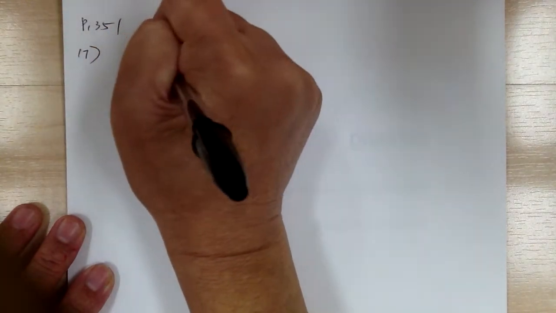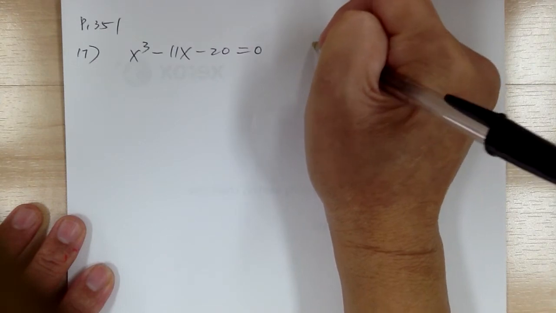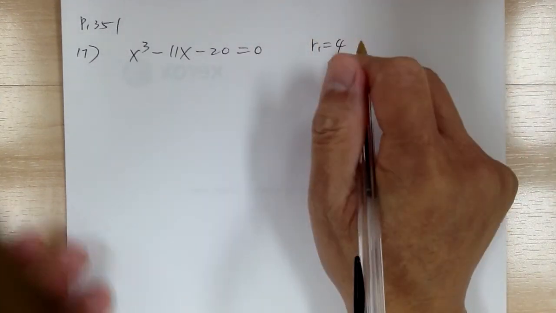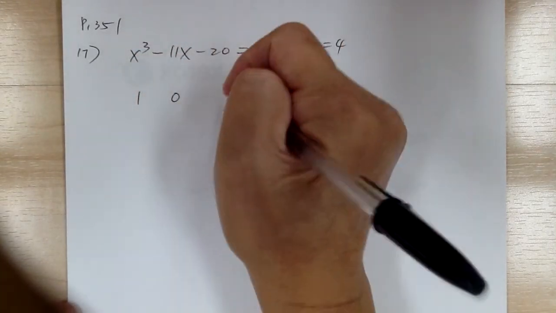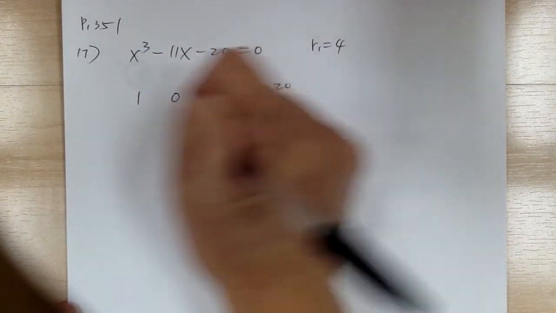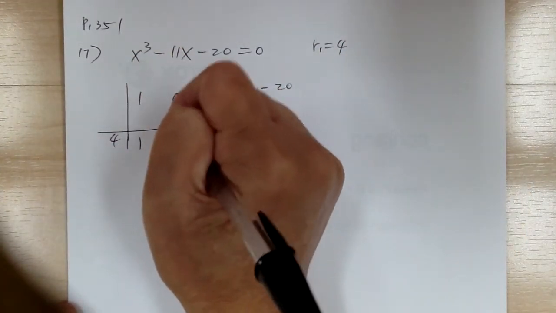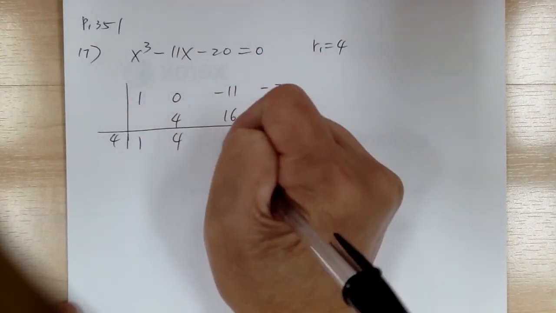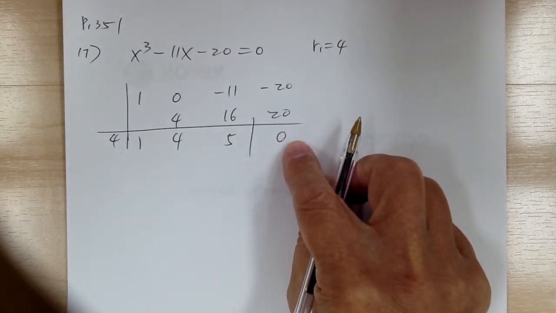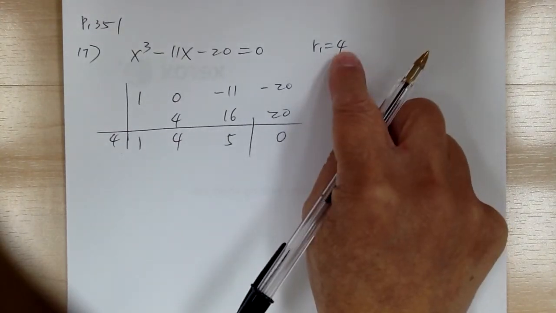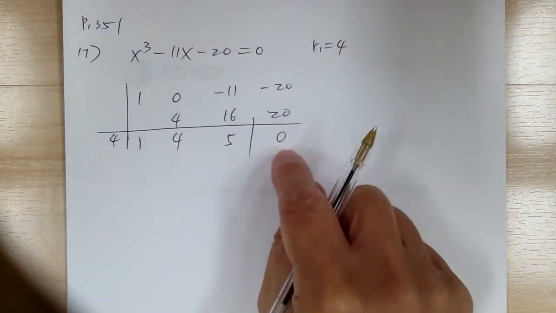You've got x to the 3 minus 11x minus 20 equal to 0, and the first root is equal to 4. Again, you're going to divide using standard division. So 1, 0, that's no x squared, minus 11, minus 20. Divide by 4: drop, multiply, add, multiply, add, multiply, add. Again, you have to come out equal to 0. If it's not 0, something is wrong, because this is a root. That means this part would be a factor of that, so you have to come out exactly.